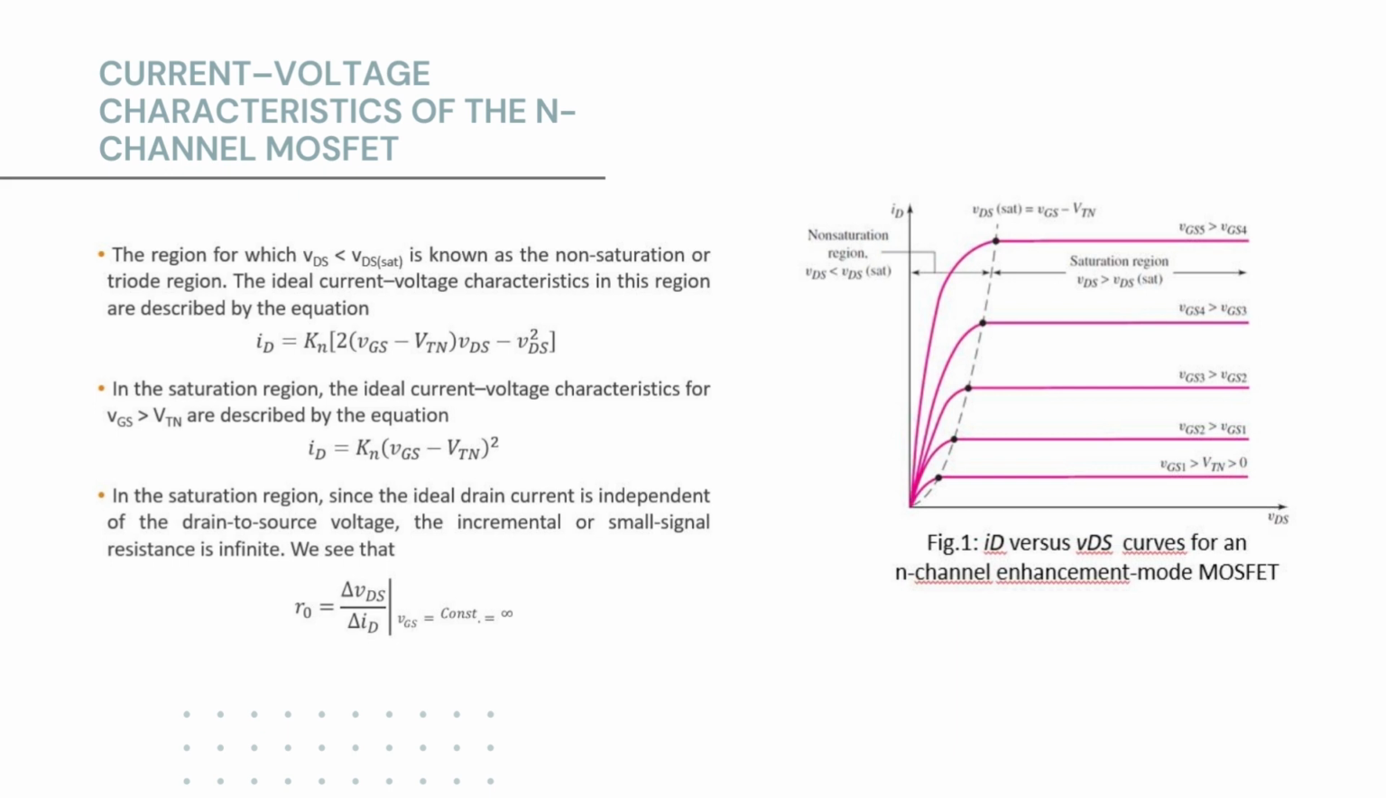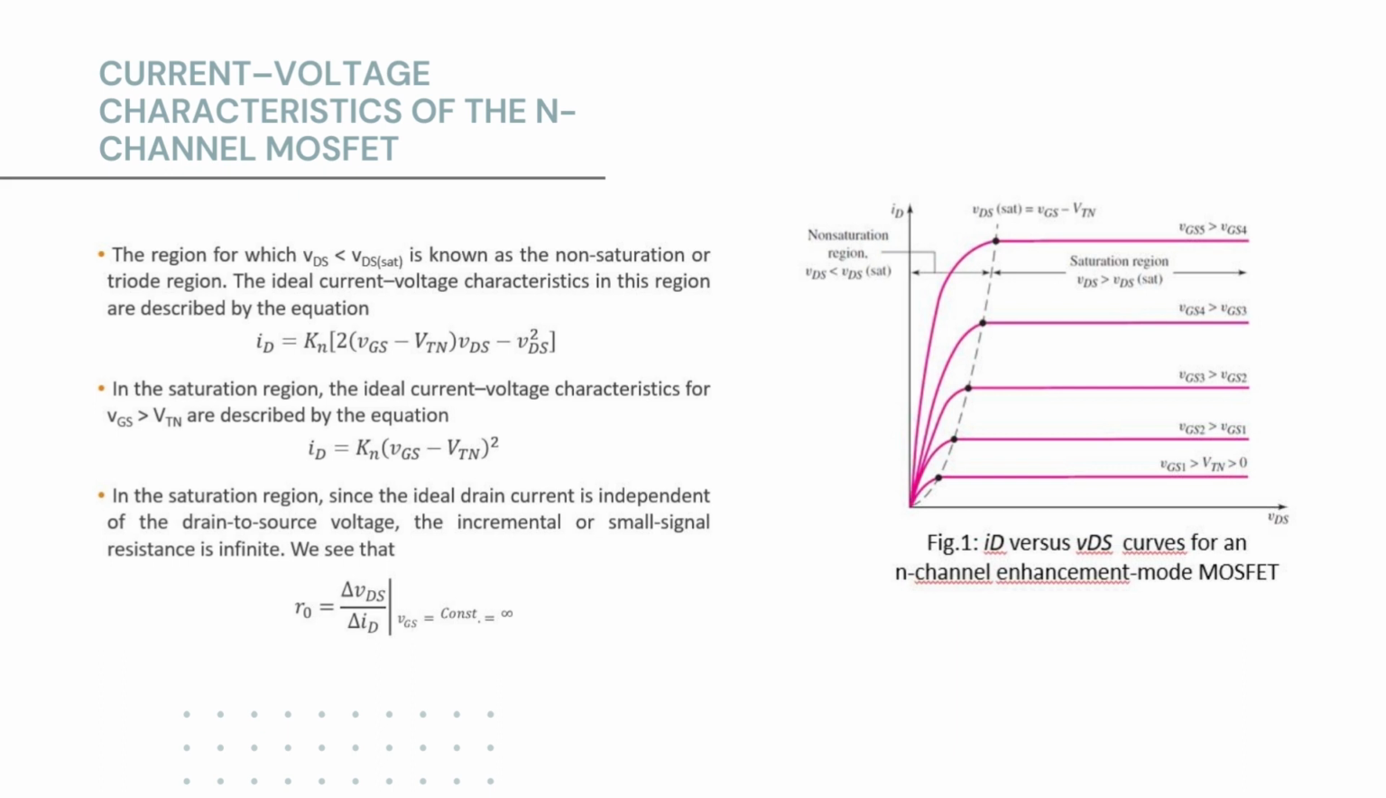In the saturation region, the ideal current voltage characteristics for VGS greater than the threshold voltage are described by the equation: the drain current ID equals Kn times (VGS minus VTH) squared. Here we can see that the drain to source voltage is not present in the equation. That is, even though we increase the value of the drain to source voltage, the current will remain a straight line, or it will not be affected by the drain to source voltage, and we can find that in the equation as well.